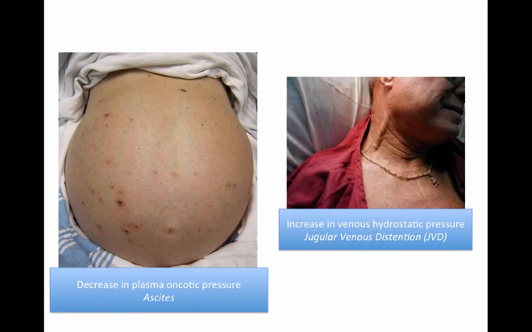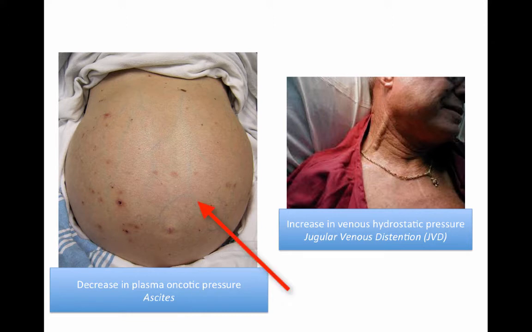So here you see a decrease in plasma oncotic pressure is going to lead to something called ascites. So these ascites, as you see this very large abdomen, this is actually fluid that's trapped in the peritoneal space around the peritoneal cavity that's sort of in the tissue around the tract.